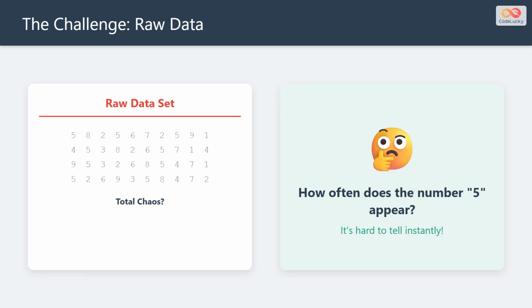This is what we call raw data. It is just a collection of numbers without any structure. If I asked you to quickly tell me how many times the number 5 appears, you would have to scan through every single row and column, which is slow and prone to error. We need a better way.